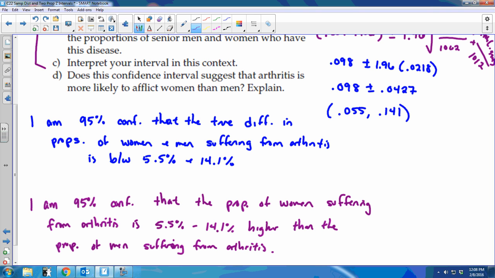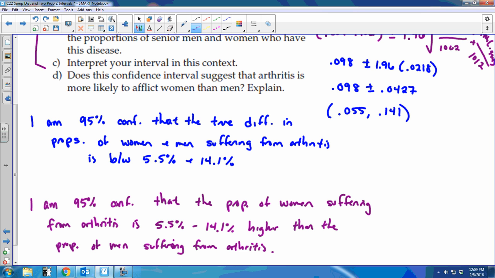When you're looking at these difference in proportion questions, there is always a difference in the two groups if 0 is not in your interval. If 0% is in your interval, then there's a possibility there is 0 difference, right? So you're always looking to see if 0 is in the interval or not. If it's not in the interval, there's probably a difference in the two groups. So is 0% in my interval? No. Our interval is entirely above 0.